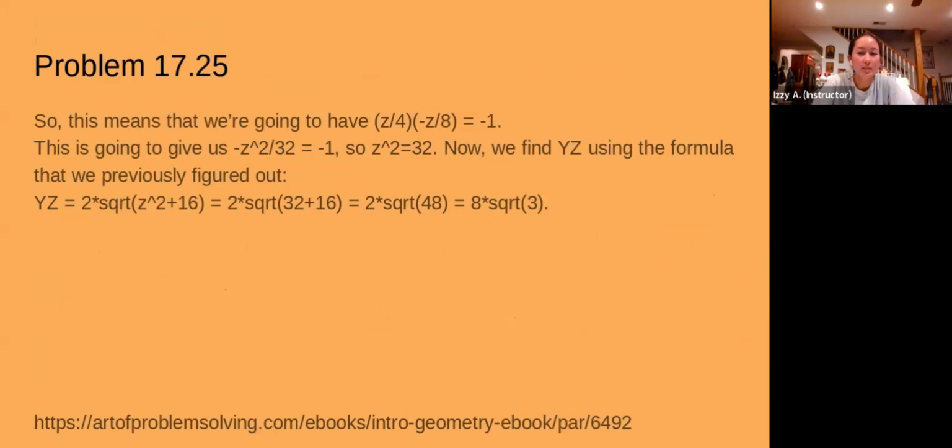Now we find YZ using the formula we previously figured out. So at this point, we're just plugging in numbers. YZ is equal to 2 times the square root of z squared plus 16, which would be equal to 2 times the square root of 32 plus 16. And finally, we get 2 times the square root of 48, and that would simplify to 8 times the square root of 3. So that would be our final answer.